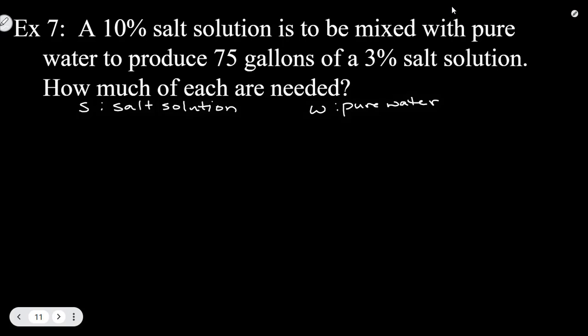10%. So they're giving you the percentage of salt, and then what's the other thing they talk about? 75 gallons, the amount, right? So can we come up with a couple equations for this? The easy one is the amount of salt solution plus the amount of water is supposed to equal 75 when we're done.